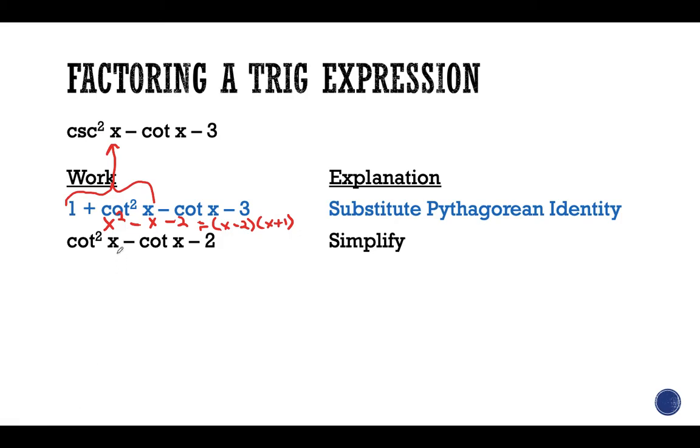We want to even look for quadratic trig statements. So this factors into, again, not x minus 2, x plus 1, but cotangent of x minus 2 and cotangent of x plus 1, right? So we're going to factor it just like we would a trinomial.